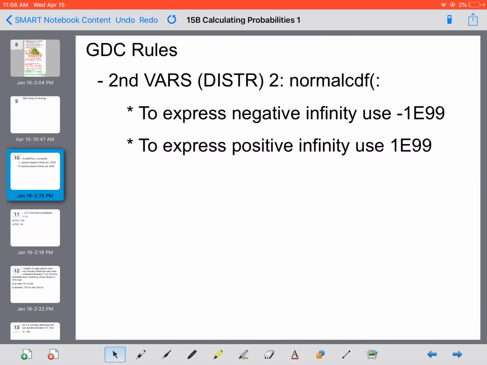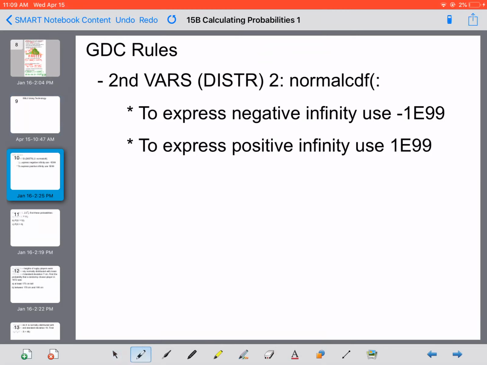If you hit second vars, which is distribution, and then number 2 is going to be normal CDF. Those are the keystrokes you're going to have to use to get your probabilities that are going to be underneath that curve. Now, we will talk about going to negative infinity and positive infinity.